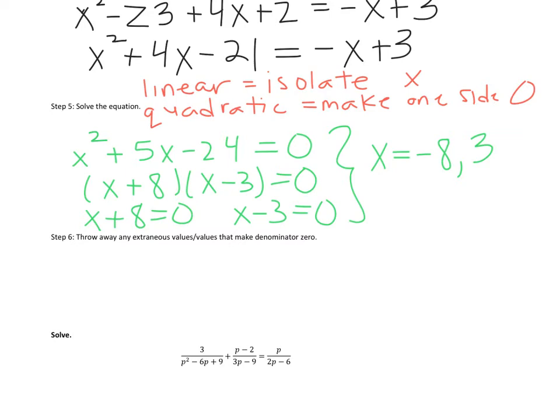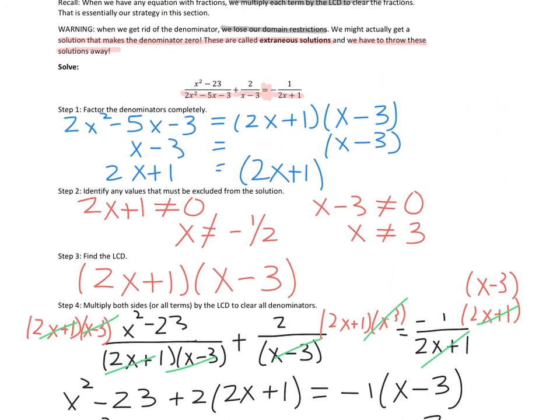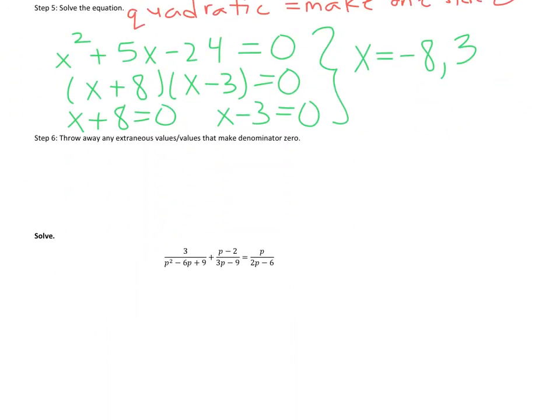All right, and step 6 is to go back and to check, because if we were to plug in 3, we would make our denominator 0. Let's go all the way back up. And that's what we established in step 2. If we were to plug in 3, this denominator would be 0. 2 over 0 is a no. We're not allowed to do that. So when we submit our answer, we're going to have to throw away that 3.